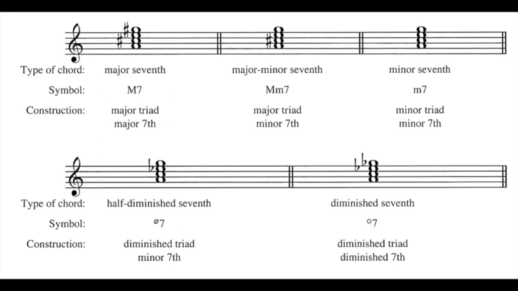Our two diminished chord types are a half diminished seventh and a fully diminished seventh. With our half diminished seventh, we take that diminished triad that we saw earlier and add a minor seventh. Because it has a minor seventh, it's only half diminished. Finally, we see a diminished seventh. So this chord is our diminished triad with a diminished seventh above it.